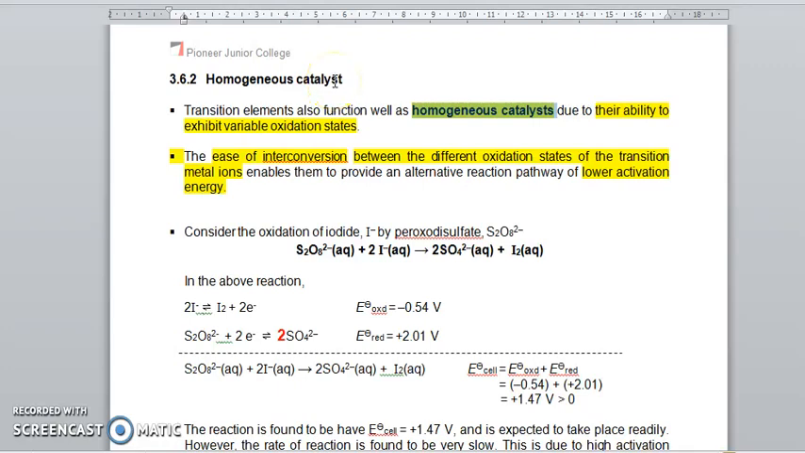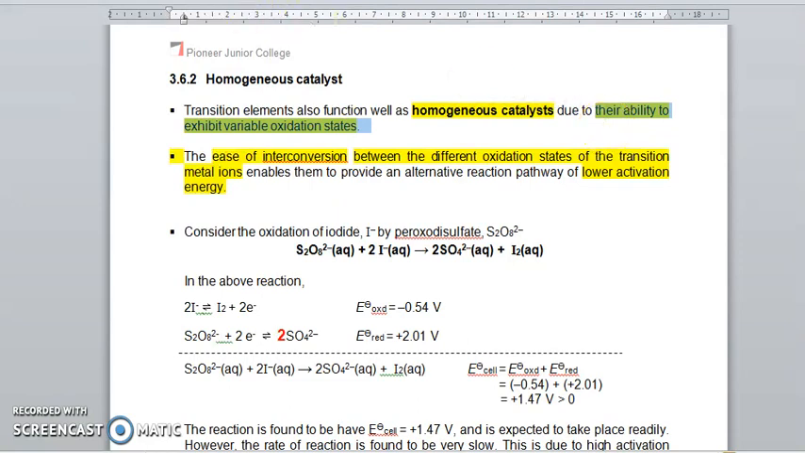In this section 3.6.2, we are going to study what is a homogeneous catalyst and why is it able to act as one. You learned in the previous videos that homo means same. It means that the catalyst is in the same phase as the reactants. Why are certain transition elements and compounds able to function as homogeneous catalysts?